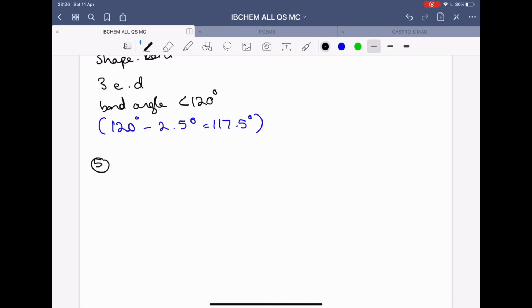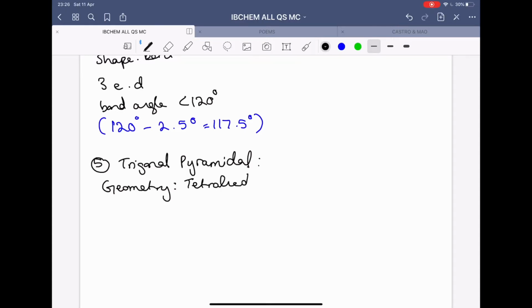The next geometry we have is trigonal pyramidal. Very similar to trigonal planar. Same rules apply, just different geometry. So the geometry of this instead is tetrahedral. Why? Because the theoretical shape of this molecule is tetrahedral.